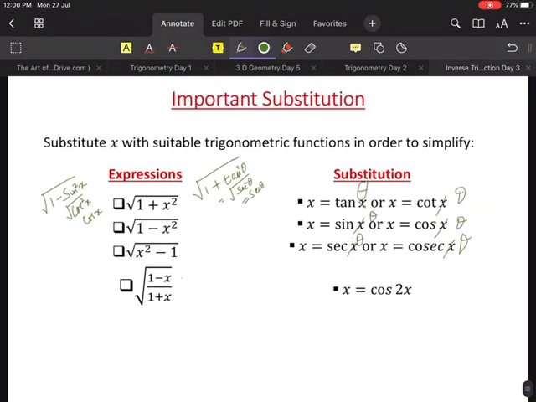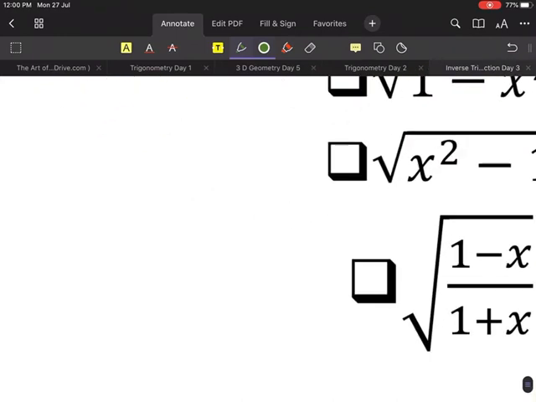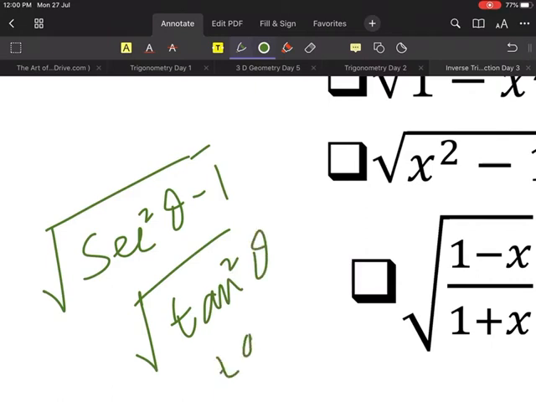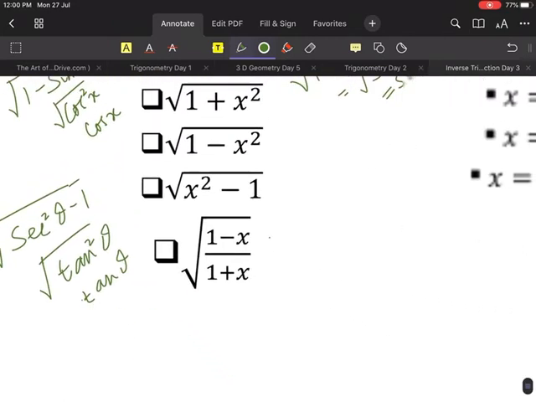Now you see, if I substitute x as sec theta, what happens? I get sec square theta minus 1. And sec square theta minus 1 is tan square theta. So I get root over of tan square theta. Now square and square root go away. We get tan theta. Am I clear? In the same way, if I put cosec theta, I get cosec square theta minus 1, and cosec square theta minus 1 is cot square theta. So I get cot theta.